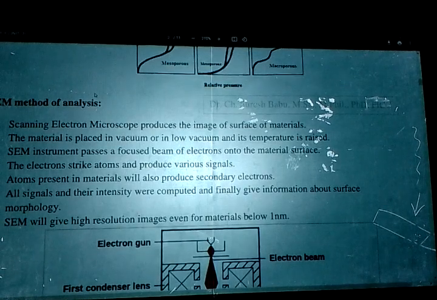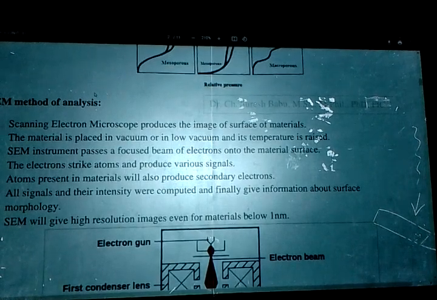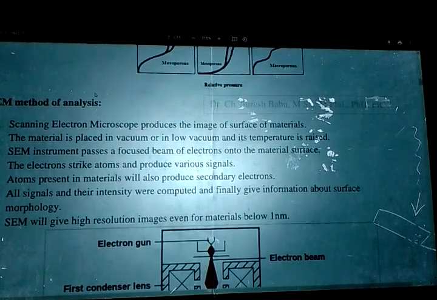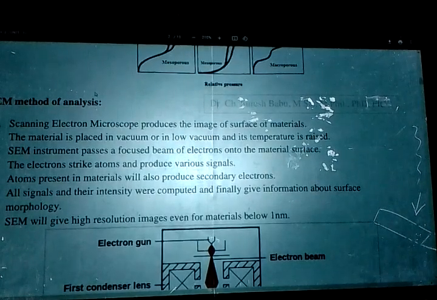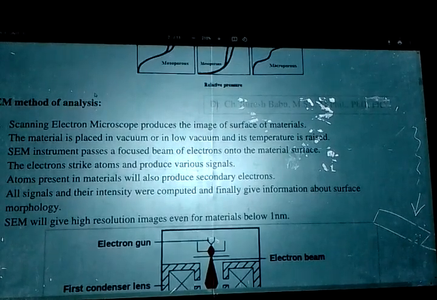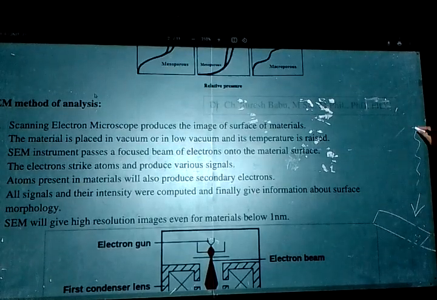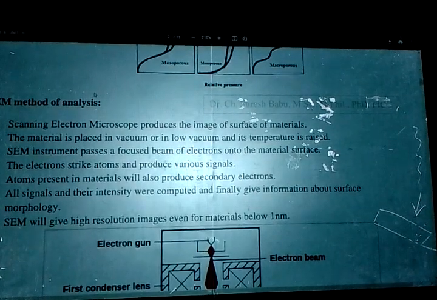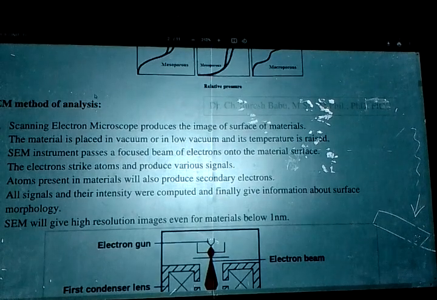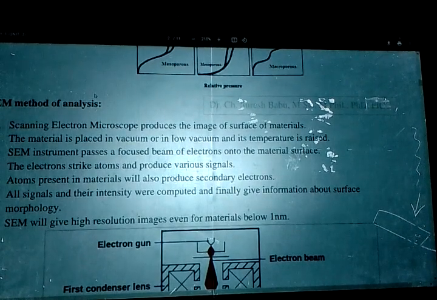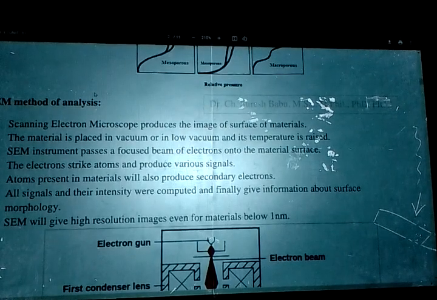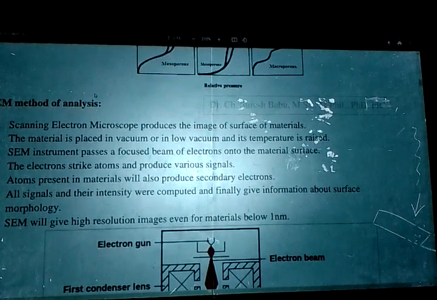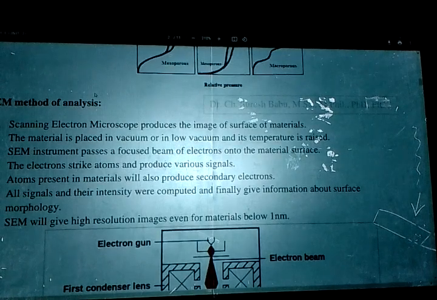So there we are going to create a vacuum or low vacuum, and also the temperature is raised. And next the instrument passes a focused beam of electrons. So here I said, right, a beam of electrons focused on the material or our sample, onto the material surface. So when you pass the electron beam, it will come and touch what? The surface of the sample or material.